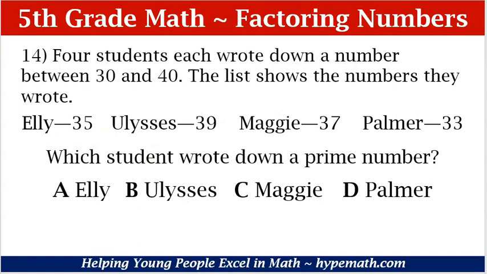Question 14 says, 4 students each wrote down a number between 30 and 40. The list shows the numbers they wrote. Ellie wrote 35, Ulysses wrote 39, Maggie 37, and Palmer 33. Which student wrote down a prime number? Is it A, Ellie, B, Ulysses, C, Maggie, or D, Palmer?